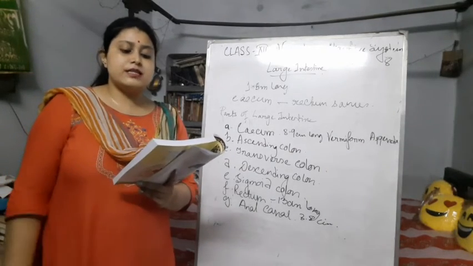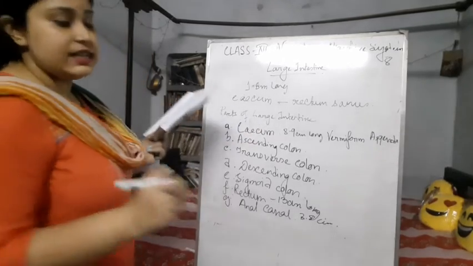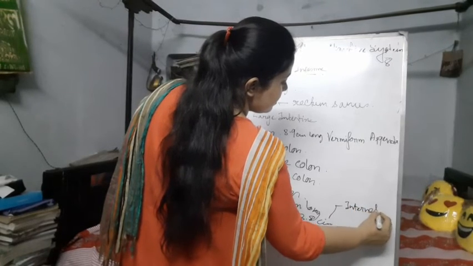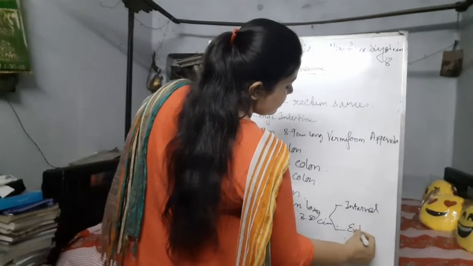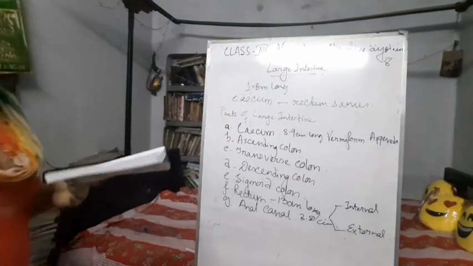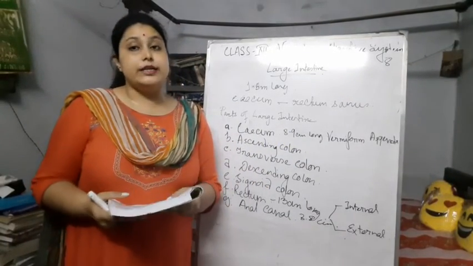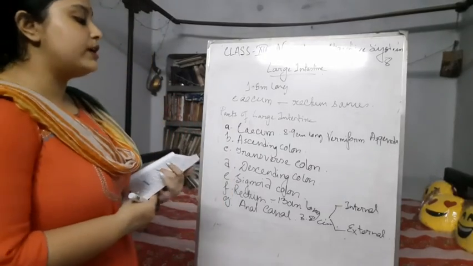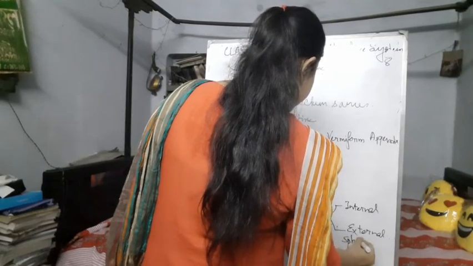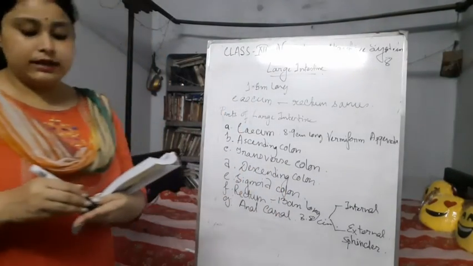Two sphincter muscles control the anus. One is the internal sphincter and the second is the external sphincter. Both sphincters are present in this part, formed by skeletal muscle, and it's under voluntary control. So the control is done by the two types of sphincter muscles, the internal sphincter and the external sphincter.